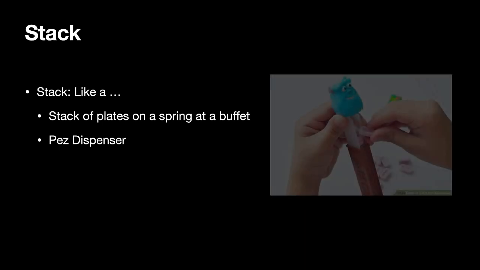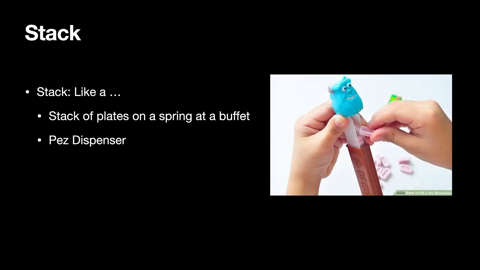Another common example of a stack is a Pez dispenser, which is a dispenser for a particular brand of candy. So the Pez dispenser looks something like this. This comes from WikiHow. So the Pez dispenser slides open and the candy is put in, and the last piece of candy is at the top of the stack. And the way it dispenses candy is by pushing back on the head at the top of the Pez dispenser, and the last piece of candy, the one towards the top, is the first one to come out.